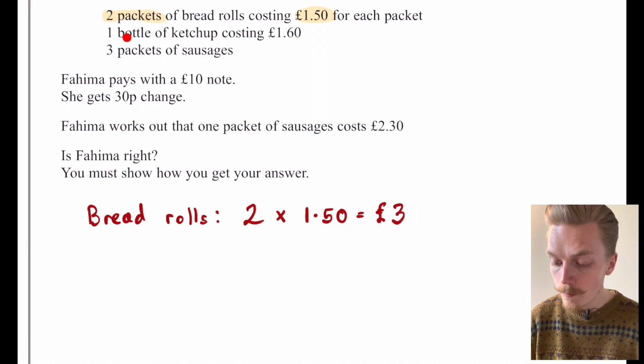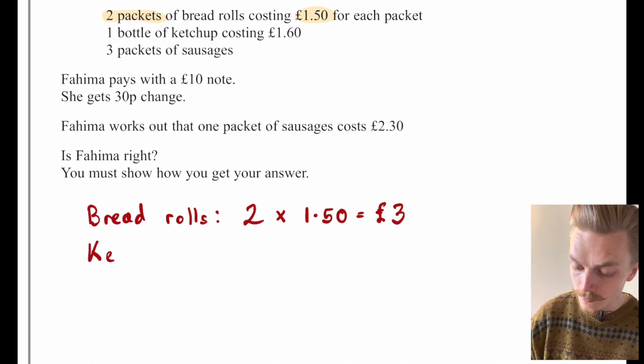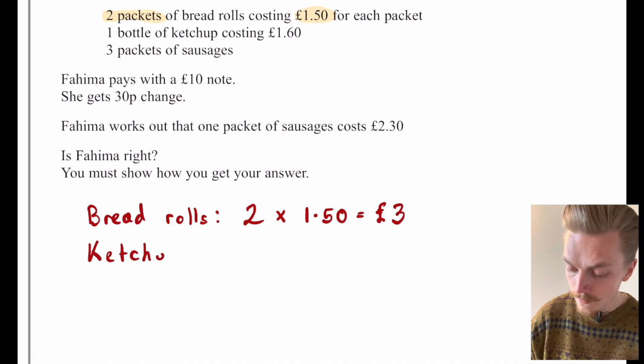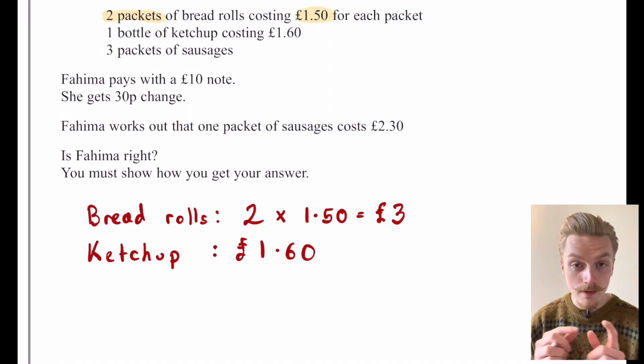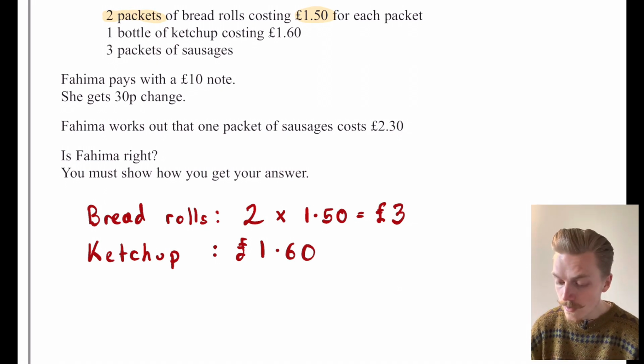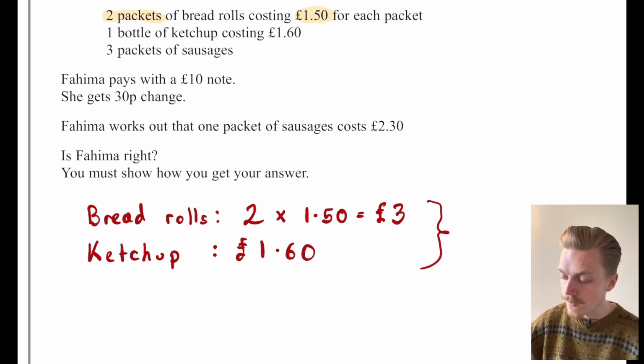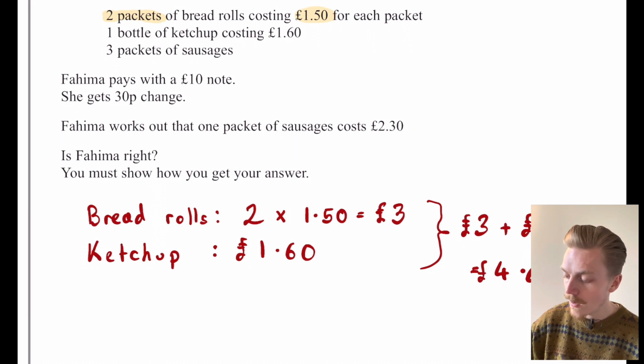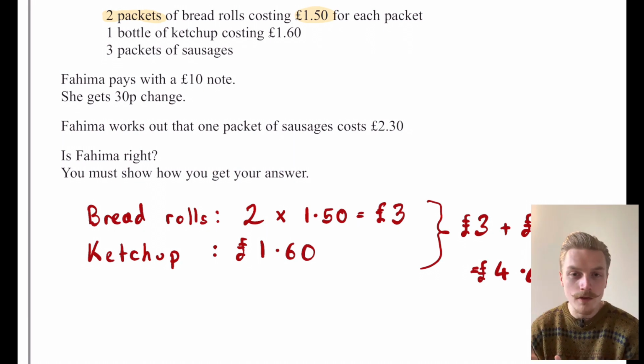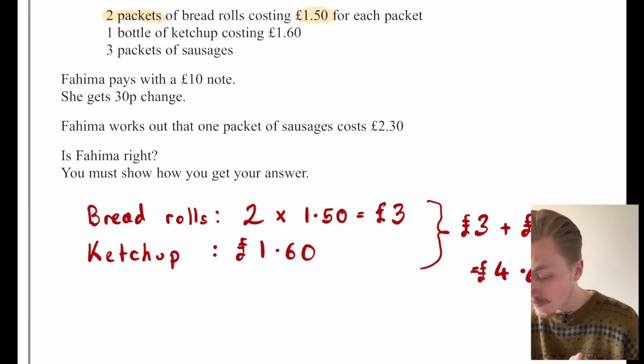So next line, 1 bottle of ketchup costing £1.60. Well, that's only 1 bottle, so we don't need to do any multiplying there. So our ketchup is £1.60. And now I can kind of predict what I'll need to do next. If I get both the ketchup and the bread rolls together, so both of these, that's going to be £3, add the £1.60. So that's going to be £4.60. So that's kind of just seeing, well, what else could I work out here? I could work out the total cost, couldn't I?